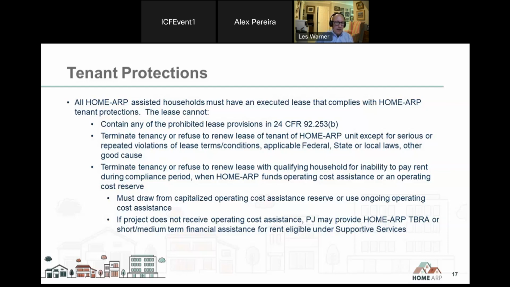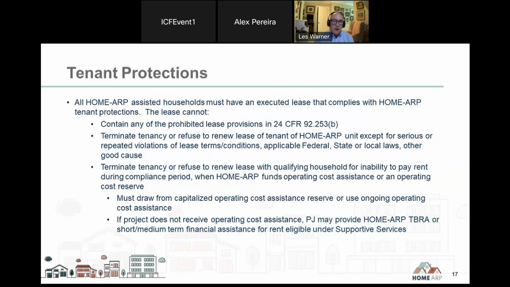Also need to make sure that you cannot terminate or refuse to renew a lease for those HOME-ARP units, except for being able to document that there are serious or repeated violations of those lease terms and conditions. Keep in mind, you probably have an overlay of federal, state, and local laws that also would have an implication as part of this. Also, we cannot terminate or refuse to renew a lease where we have qualifying households that simply don't earn enough income to be able to pay that rent during the compliance period.